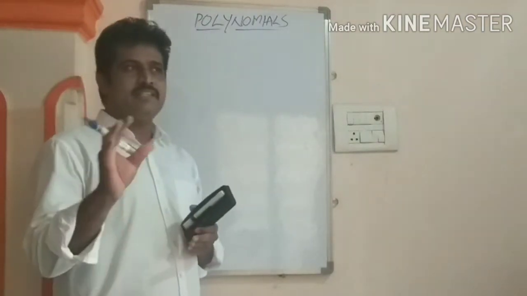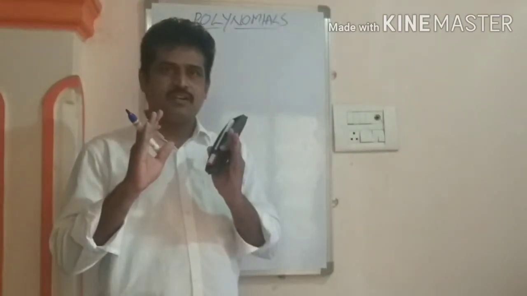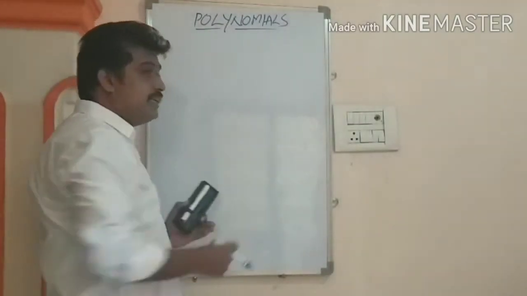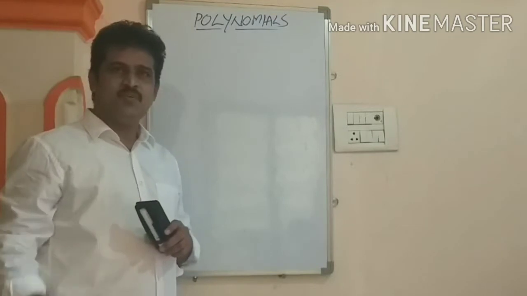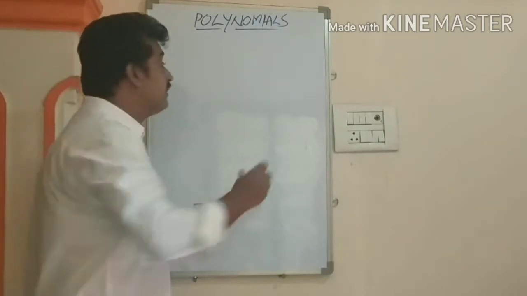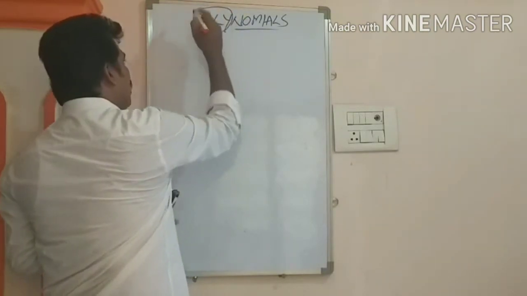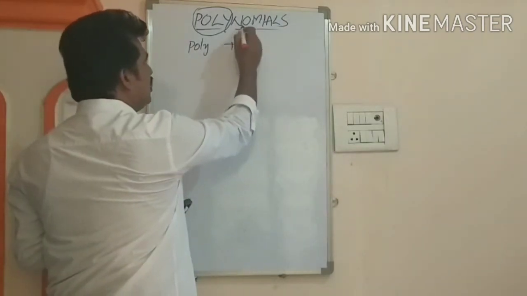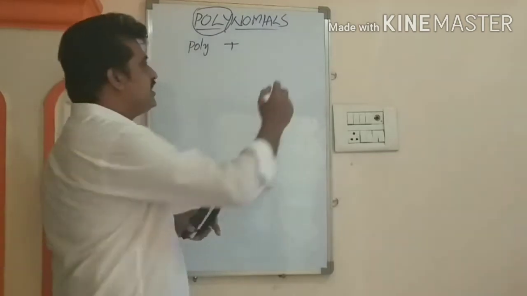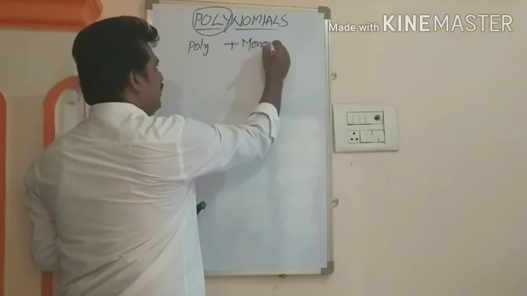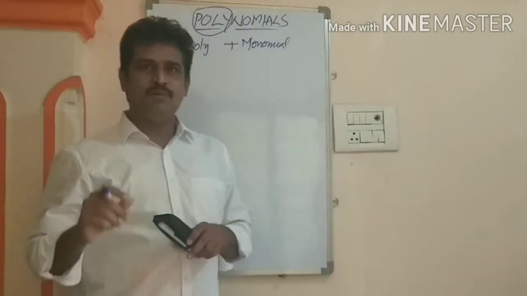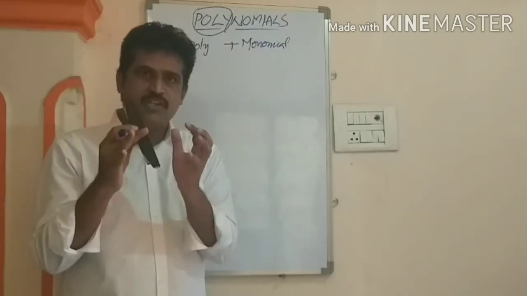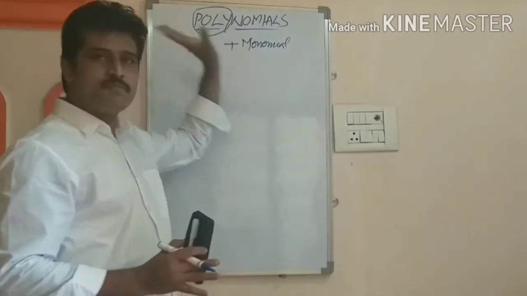Polynomial is the combination of two words. If you observe carefully, this polynomial is combined with two words. What are those two words? Let me explain. There is a word poly, and another word nomial. Nomial is nothing but monomial. One is poly, another one is monomial. The combination of these two words is polynomials.